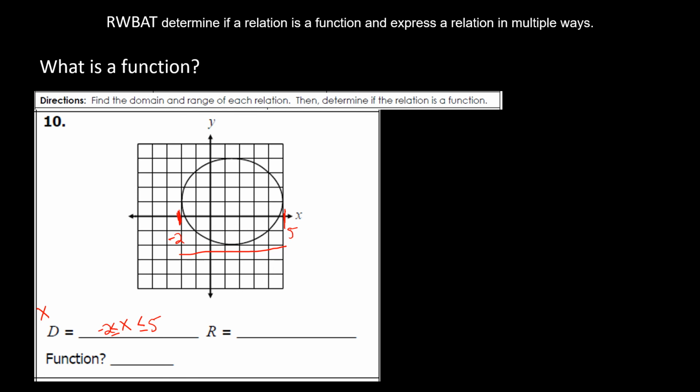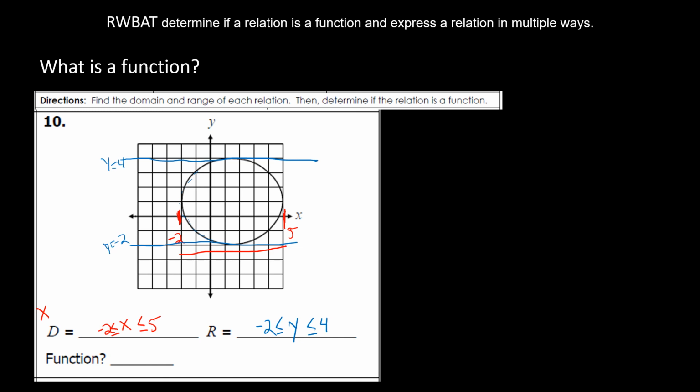Same idea works for our range. Let's think about our range. What is the lowest our graph goes? The lowest our graph goes is right here at y equals -2. The highest it goes is right up here at y equals 1, 2, 3, 4. But it's touching all these points infinitely between -2 and 4. So we would say that our y value is less than or equal to 4, but greater than or equal to -2.